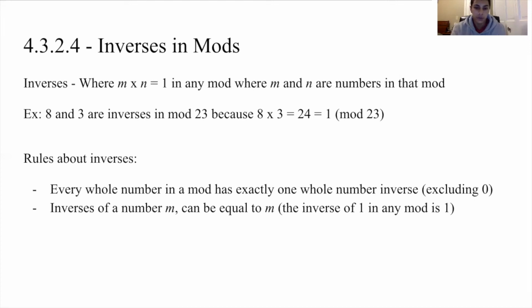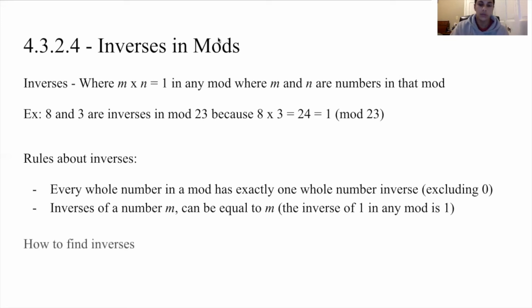So 1's inverse will always be 1, because the only number in any mod where 1 multiplies to equal 1 is by itself. If you multiplied 1 by any other number in that mod, such as 8 or 15 or 22, then it couldn't equal 1 because it would never even pass 23. So in any mod, the inverse of 1 is always going to be 1. So inverses can be equal to themselves, but it still retains the rule that every number in a mod has exactly one whole number inverse.